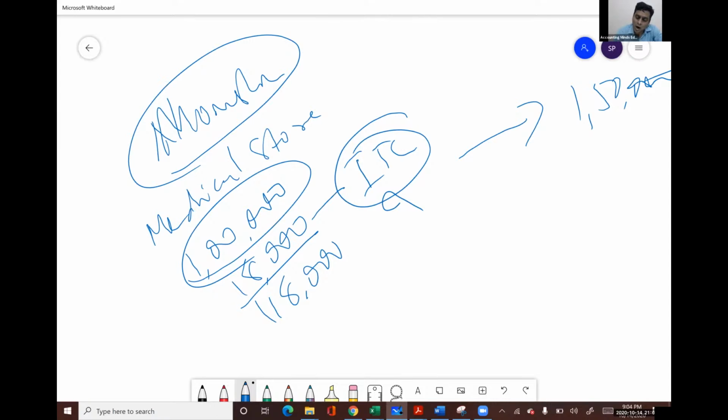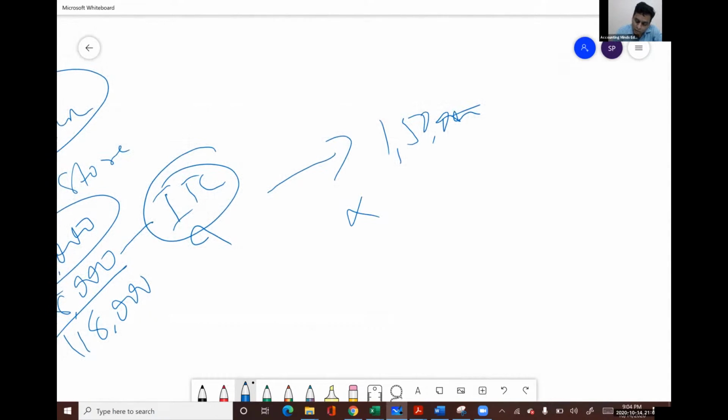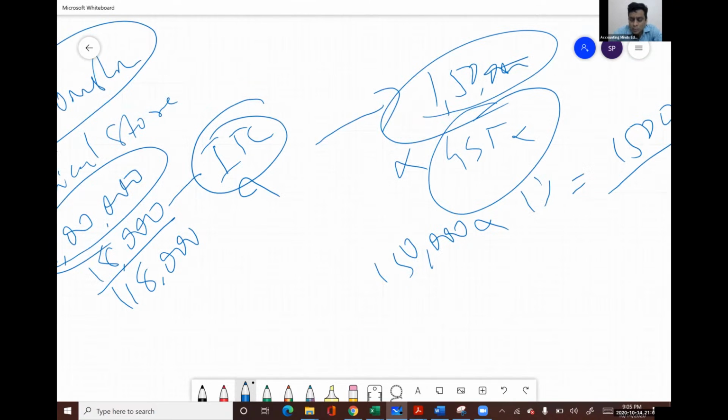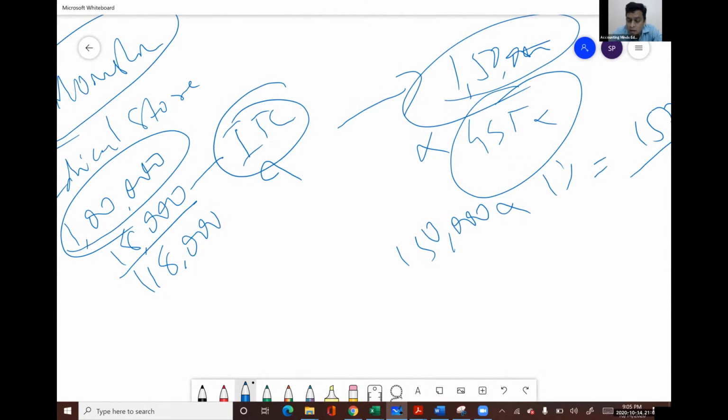Are you getting it or not? On this, she will not charge any GST and customers will not pay any GST. On this 1,50,000, she has to pay how much GST? 1%. That is 1,500 rupees must be paid by her as GST. That's it, matter is closed. No input tax credit, you have to pay. Sir, I paid already 18,000. That's your problem. Why have you opted for composition scheme? Guys, getting it? Yes, sir.